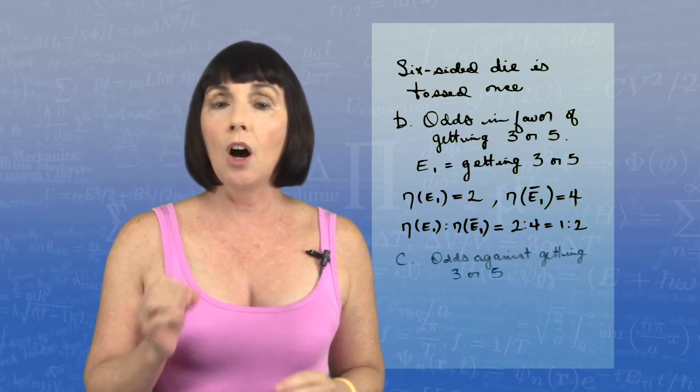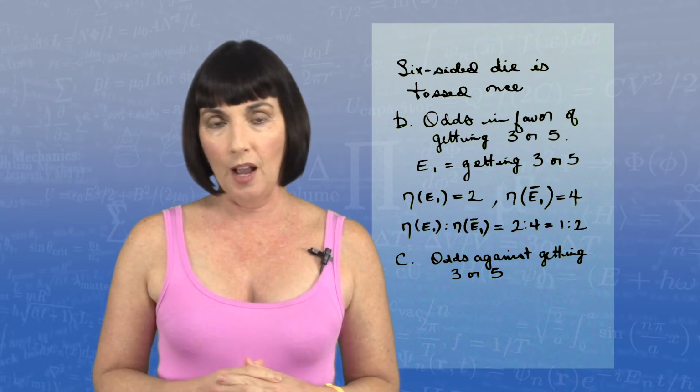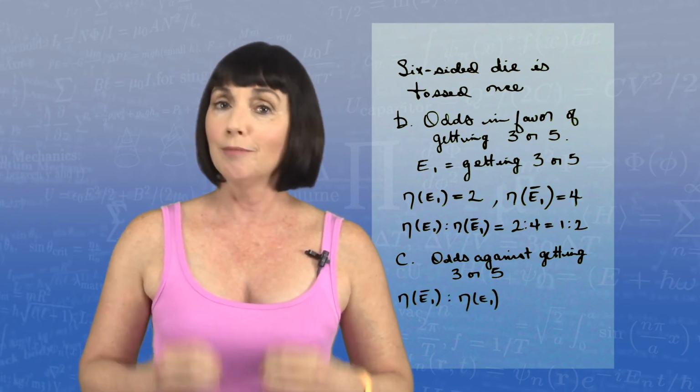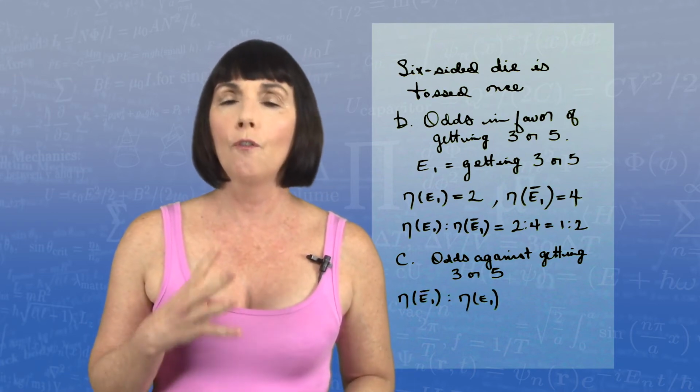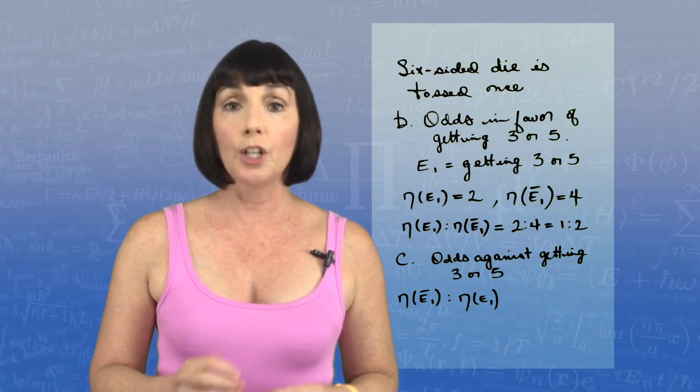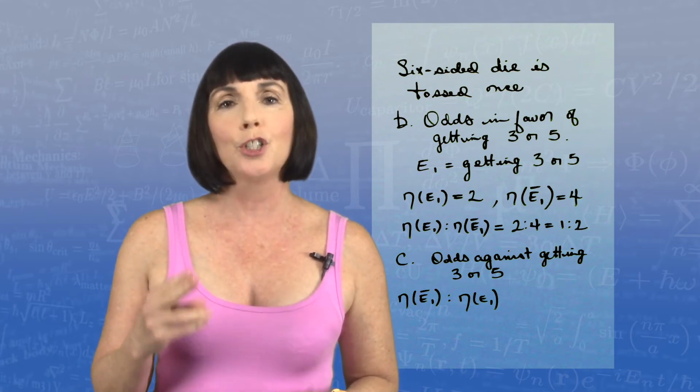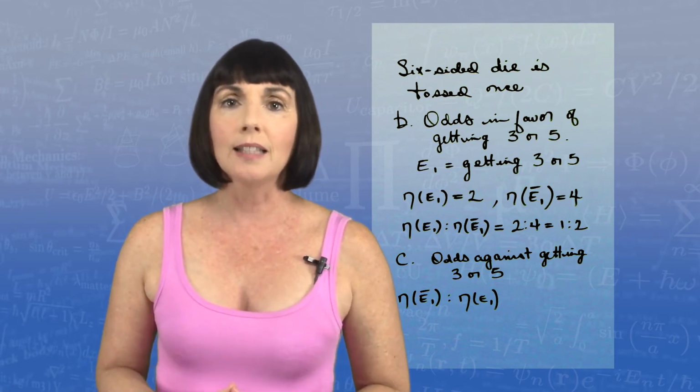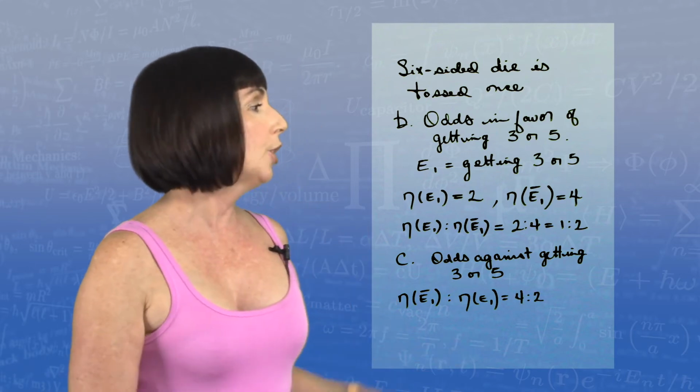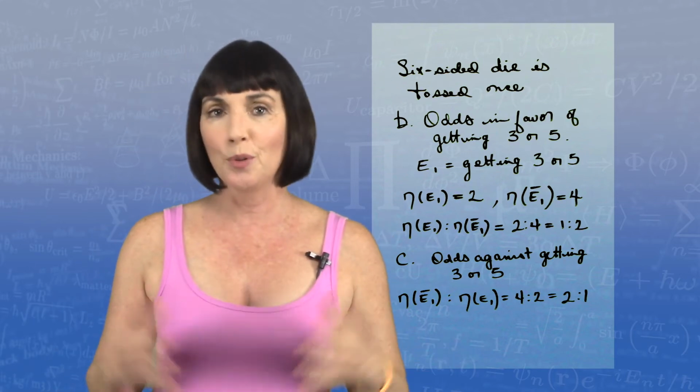Now, what about the odds against getting a 3 or a 5? How many ways are there not to get a 3 or a 5? 4. How many ways are there to get a 3 or a 5? 2. So the odds against is equal to the ratio 4 to 2, or 2 to 1.